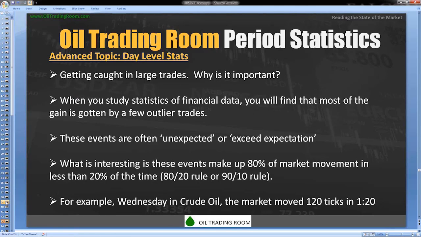Getting caught in large trades, why is that important? If you study statistics of financial data, you'll find that most gain is gotten by a few outlier trades. These events are often quote-unquote unexpected or quote-unquote exceed expectation. What is interesting is these events make up 80% of the market movement in less than 20% of the time. I'm just saying that off the top of my head. 80-20 rule, 90-10 rule. It's something like that.